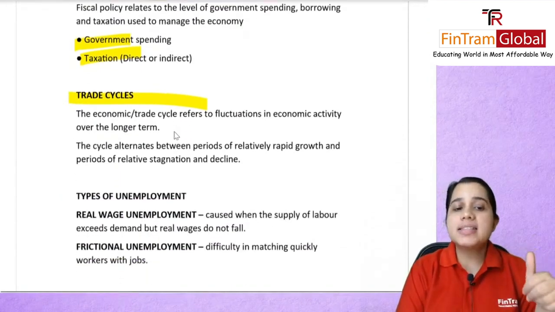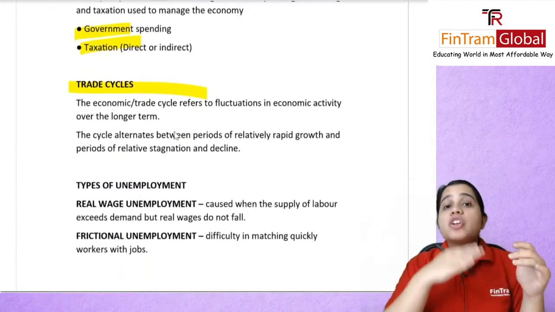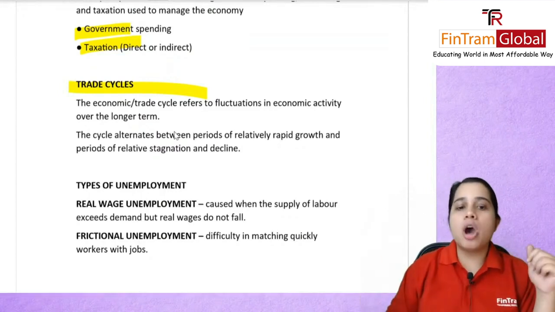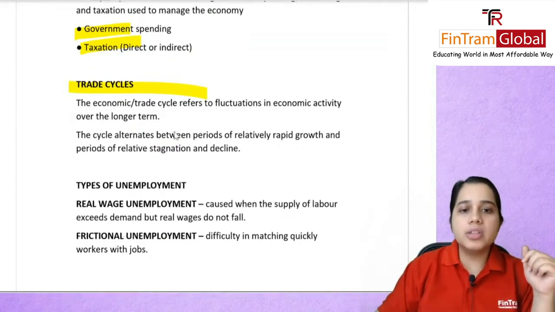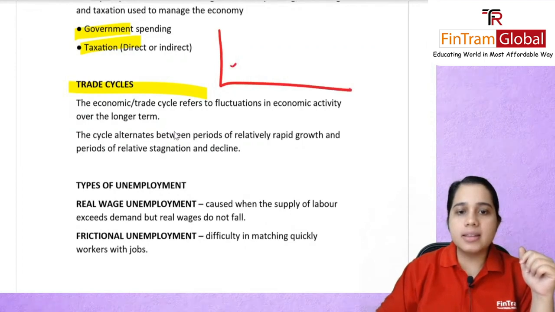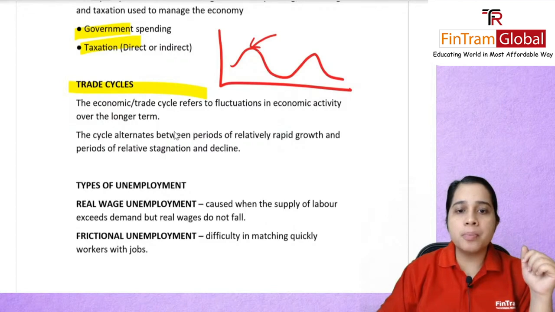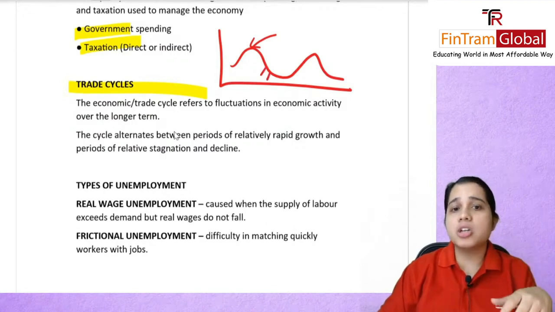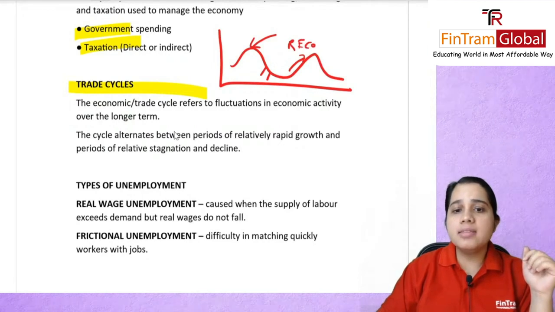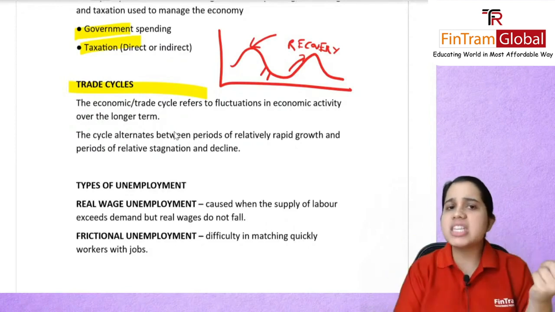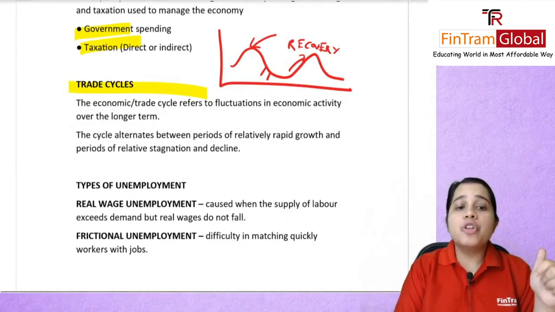Next is your trade cycle. These are the fluctuations in economic activity. If you remember, we had covered the trade cycle. It looks something like this. This is your good period, boom. Then you have your bust, you have your recession. Then you'll again start going up. This will be your recovery, and so on and so forth. And this keeps on going. Economic fluctuations keep on happening. So that is a trade cycle.